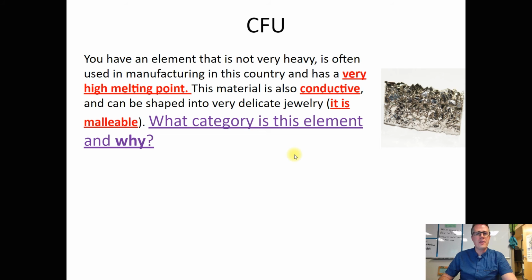So let's say that you have an element that's not very heavy. It's often used in manufacturing and has a very high melting point. It's conductive, and it's even sometimes used in jewelry, which means that it's malleable. Which type of element is this and why? And here's a picture of it. Pause the video if you need to think for a second. This is silver. So that would be a metal. The way that you would have figured that out is because of the high melting point. It's conductive, it's malleable, it has all the traits of a metal. Plus, if you look at the picture, it's shiny and it looks an awful lot like a metal too.